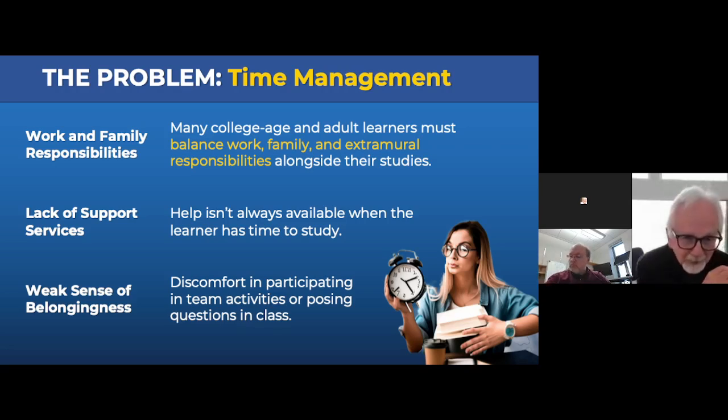Sometimes campus is not a very supportive place in the following way. If you have a job and your instructor has office hours on Wednesday from 3 to 5, you may be at work at that point. You don't have the opportunity to take advantage of the resources the institution makes available.